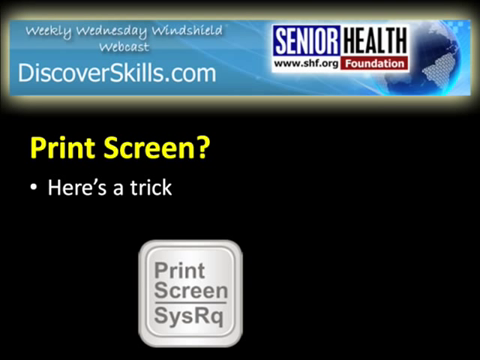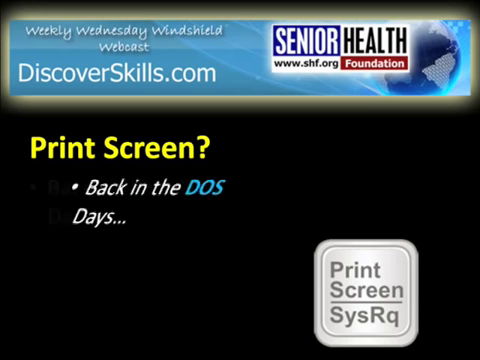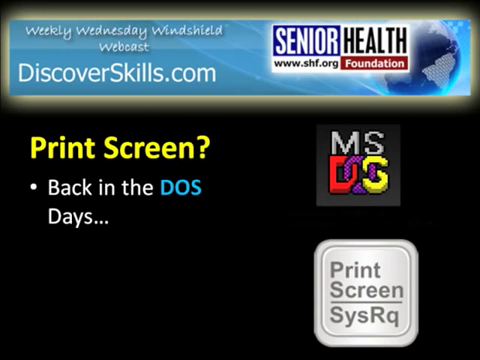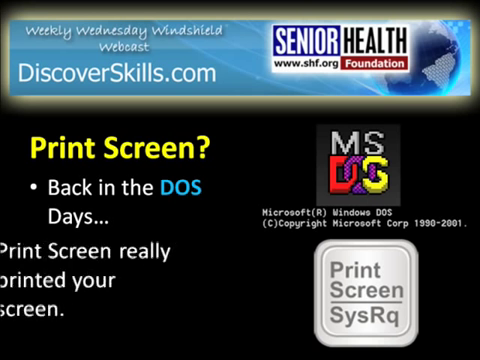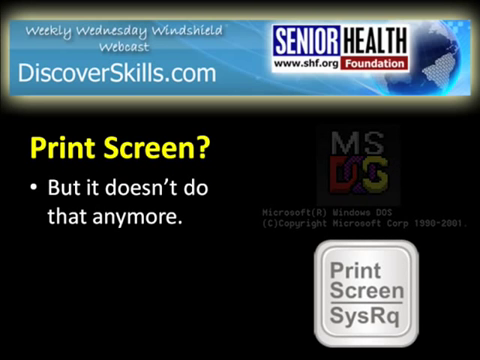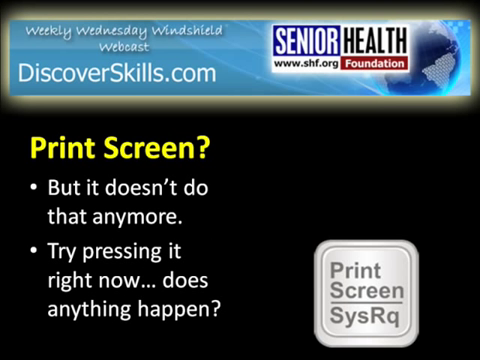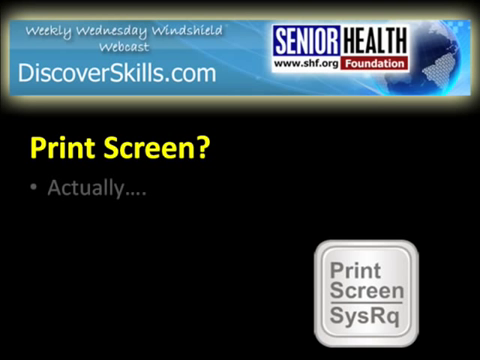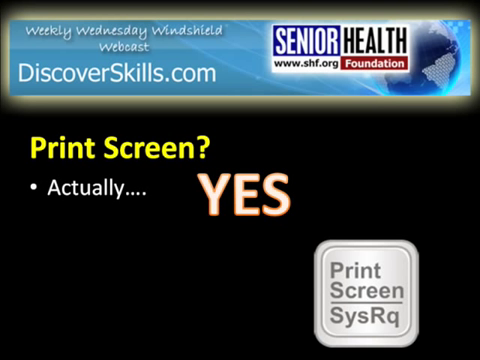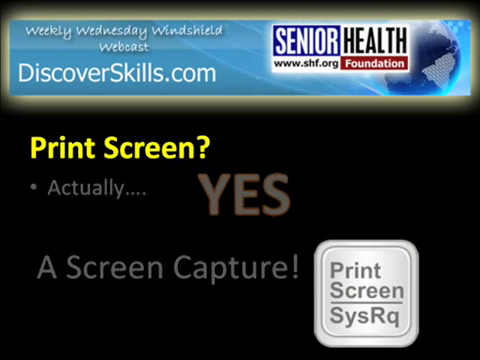Back in the old DOS days, way before Windows came along, Print Screen would actually print your screen. You had things on the screen, you hit Print Screen, and it would print out. That doesn't work anymore. In fact, if you just press it right now, it won't seem to do anything. Actually, it does do something, though. It does a screen capture. Every time you hit the Print Screen key, it takes a copy of what you're seeing on the screen and puts it into a place called the Windows clipboard.